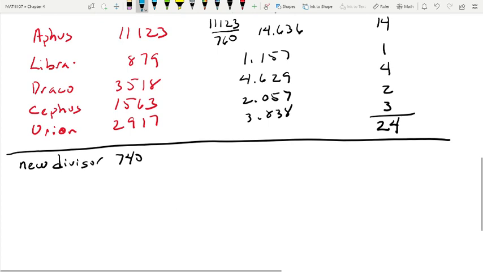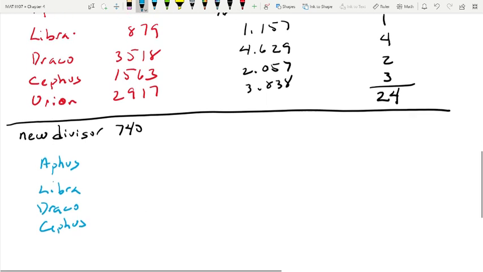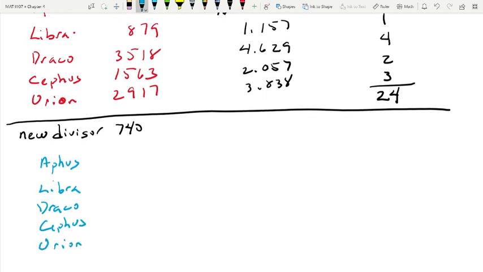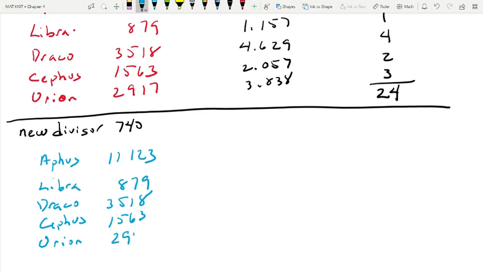And so again, in terms of our states, Kleber, Draco, Cephas, and Orion. And so we had 1, 1, 1, 2, 3, 879, 3, 5, 1, 8, 1563, and 2917. And again, we're going to get our quotient.